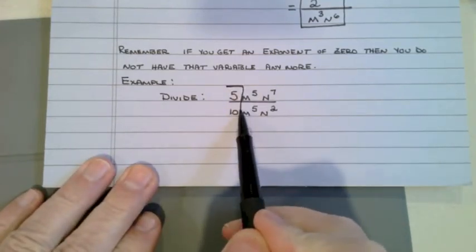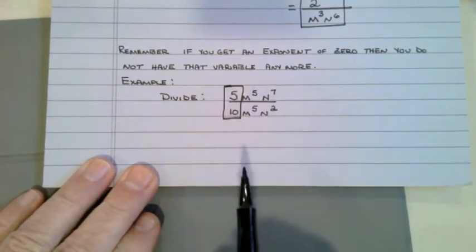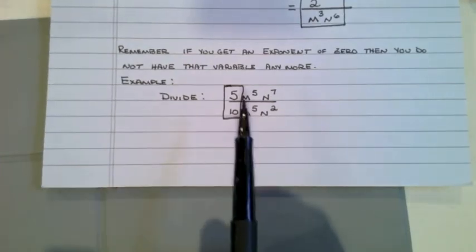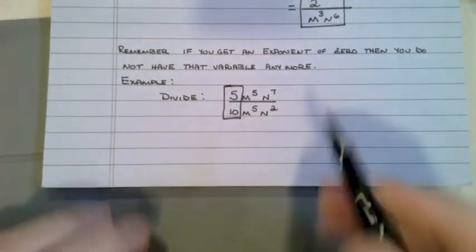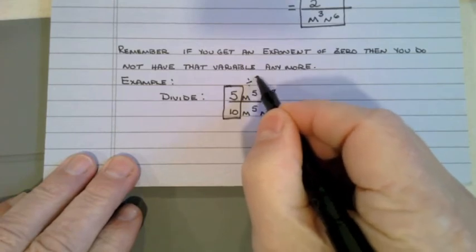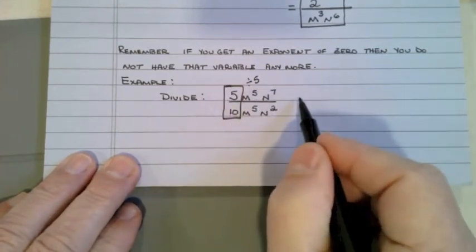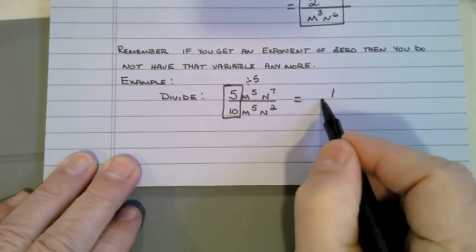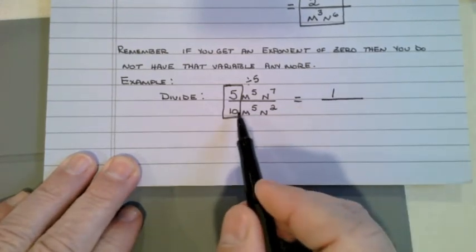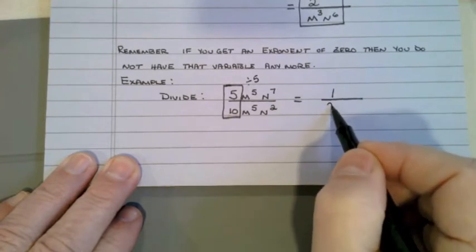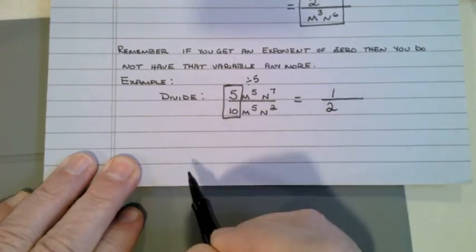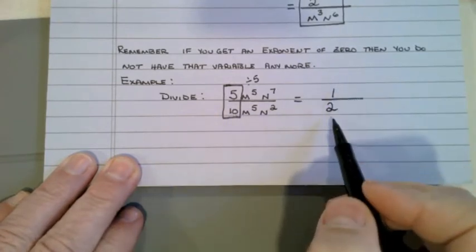Here are our coefficients. I need to find a factor or a number that will go into 5 and 10. 5 will go into both of those. I divide both of those by 5. 5 divided by 5 is 1. 10 divided by 5 is 2. So I've reduced the fraction part to 1/2.